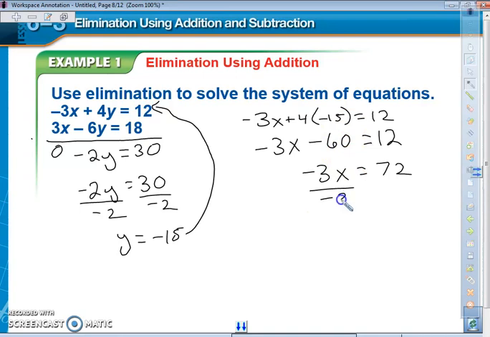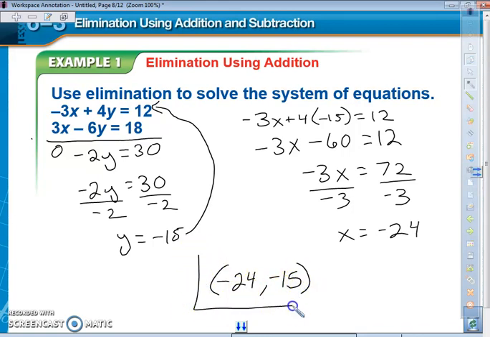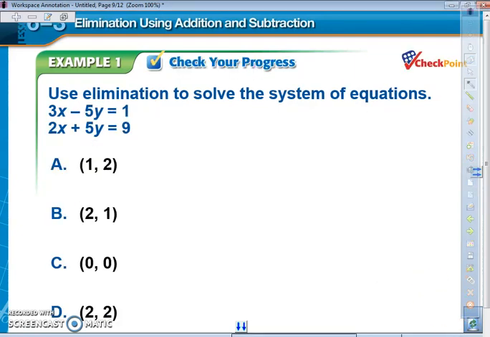I'm going to divide by negative 3, divide by a negative 3. X equals negative 20, I think it's 24, isn't it? Yep, 24. So my answer to this is pretty nasty looking, but negative 24, comma, negative 15. All right, that would be my answer that I would turn in if I said use elimination to solve the systems. Remember, we're solving for a point. Okay, let's keep going.